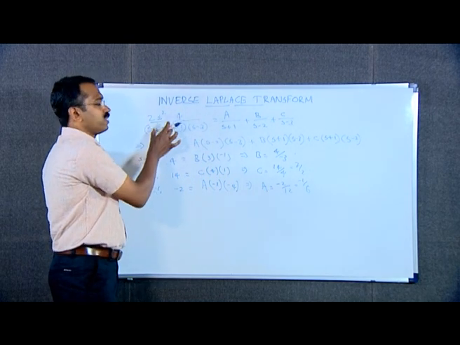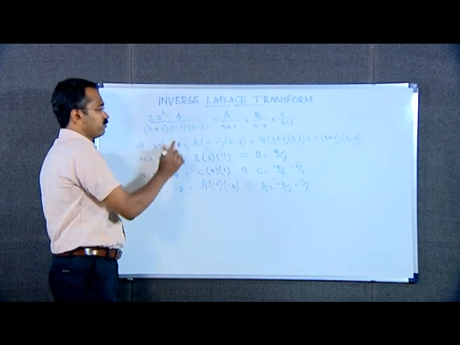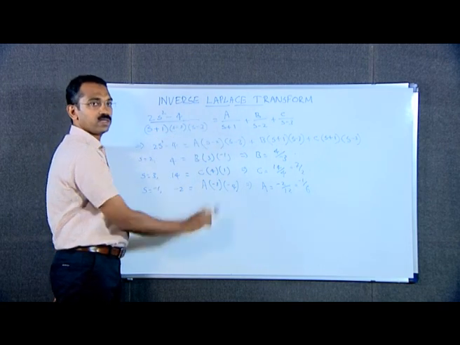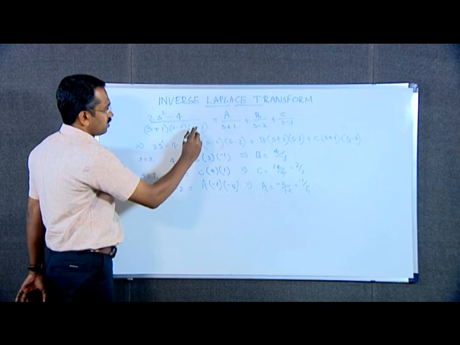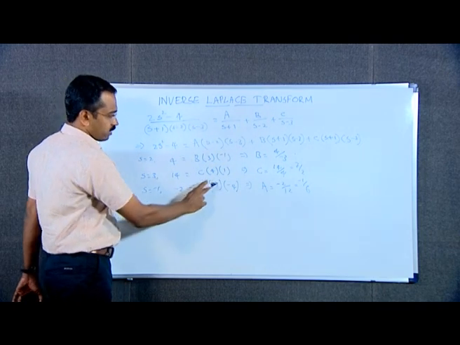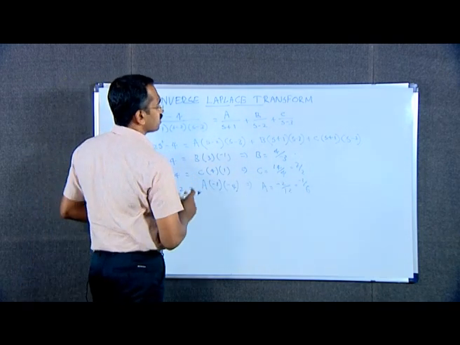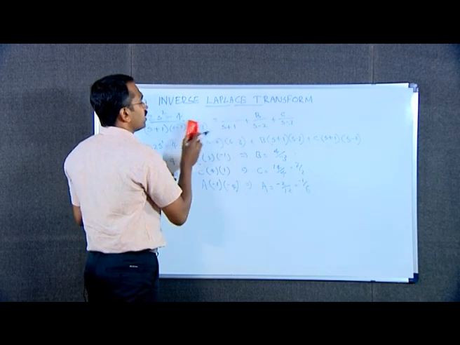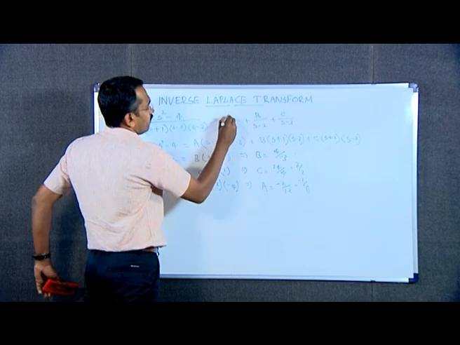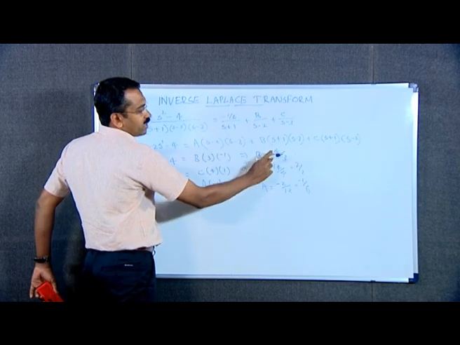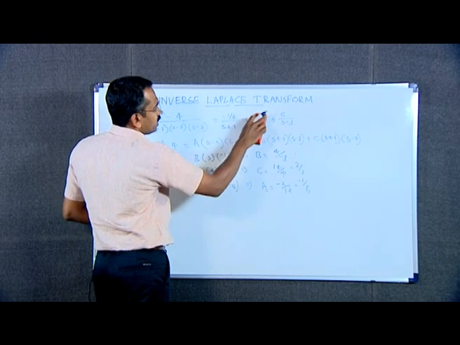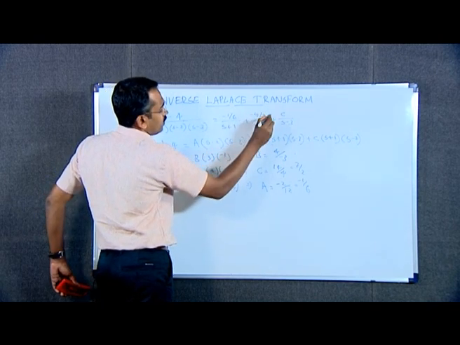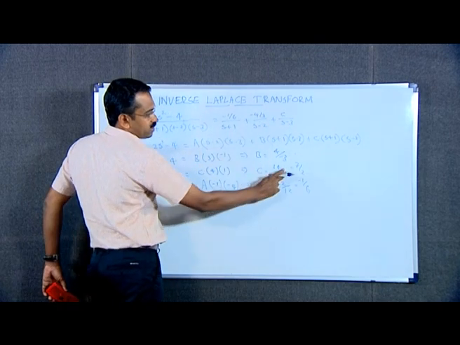Therefore, the given function 2s square minus 4 divided by s plus 1 into s minus 2 into s minus 3 can be written as, here a is minus 1 by 6. Therefore, we have to substitute minus 1 by 6 here. Value of b is minus 4 by 3. And value of c is 7 by 2.